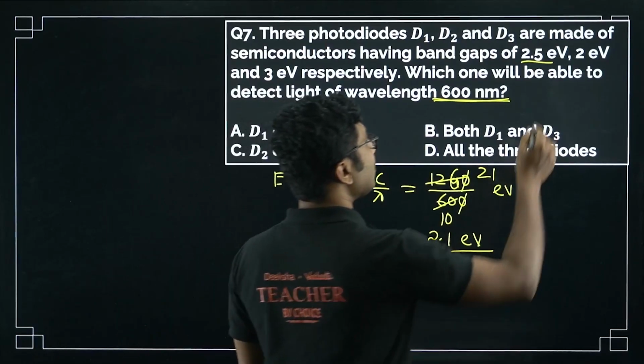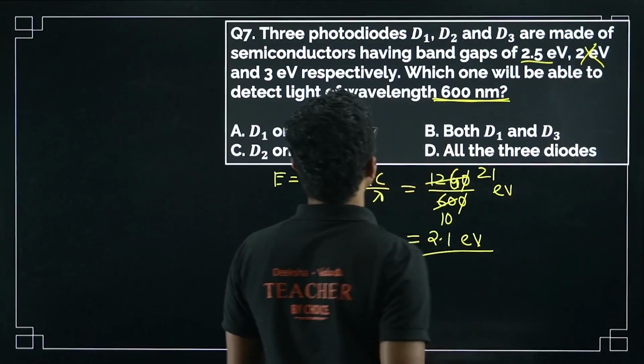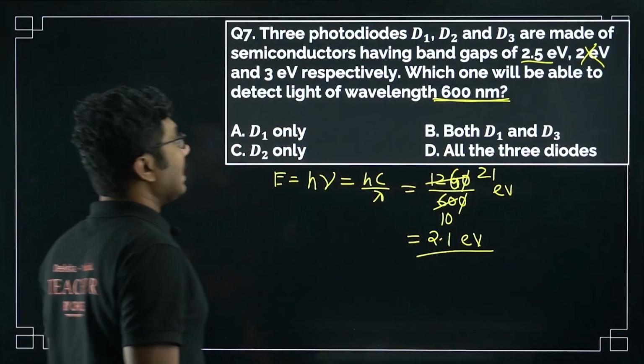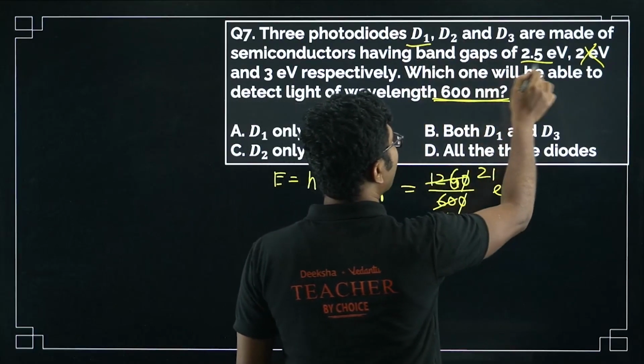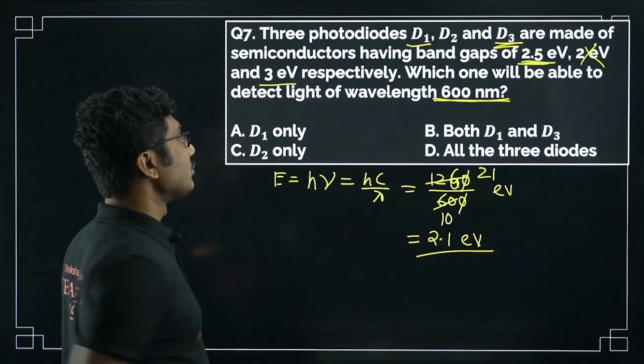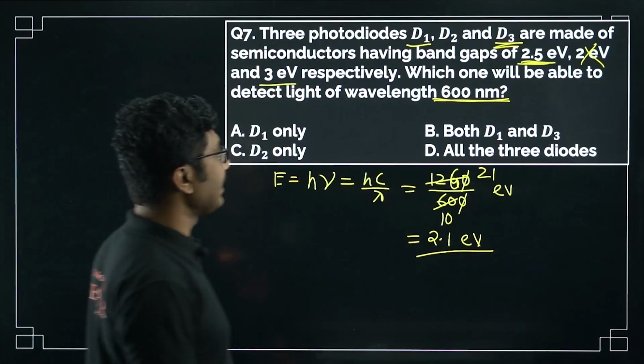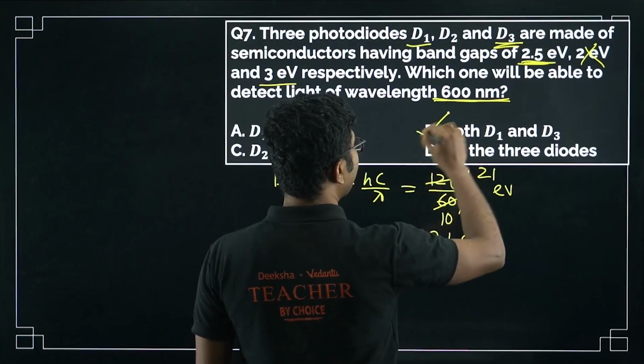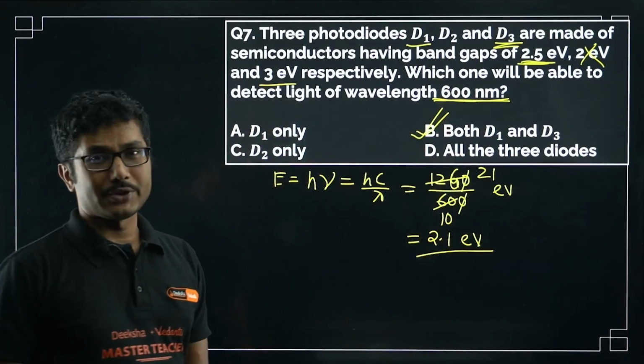So definitely 2 eV, that is D2, will not be able to measure it. D1 can measure it because it is 2.5 eV, and D3 can measure it, it is 3 eV. So D1 and D3 can measure it, but D2 cannot measure it.